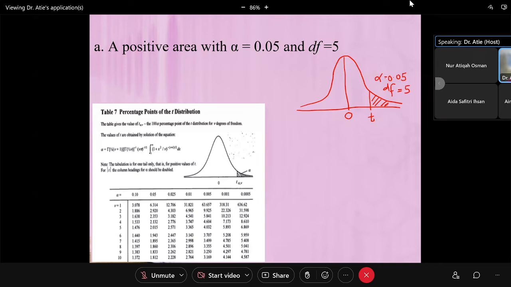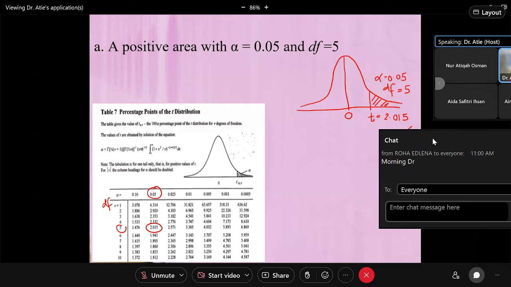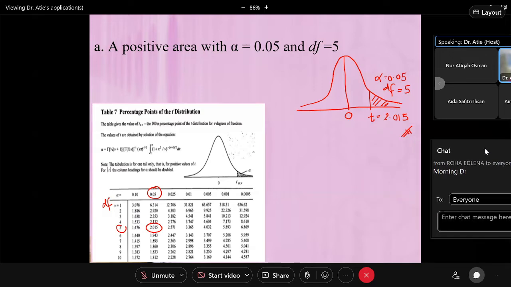So what you need to do, just go straight to page 209, and then this is for the df. So alpha 0.05, so should be this column. And then for the row it will be 5. And then the answer should be 2.015, right? So that's all you need to do for part A, exercise 1A. So that's all. Easy, right? Very easy, amazing, right? So it's not difficult at all, right?